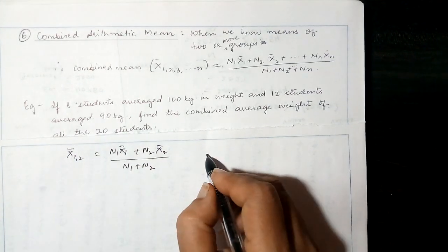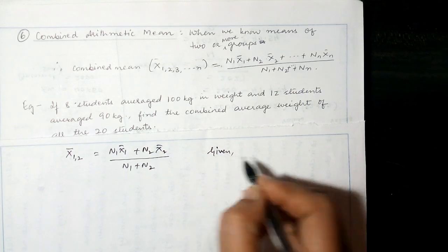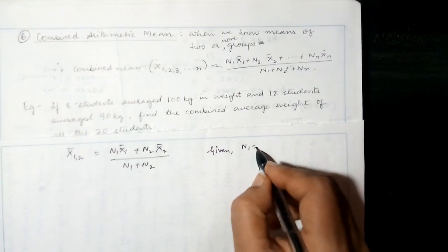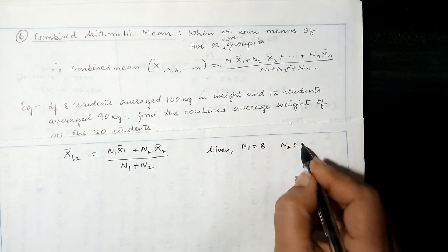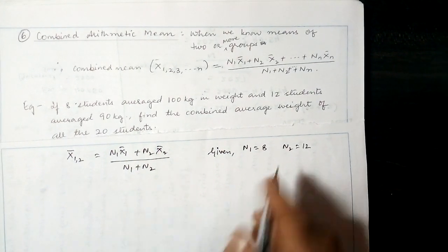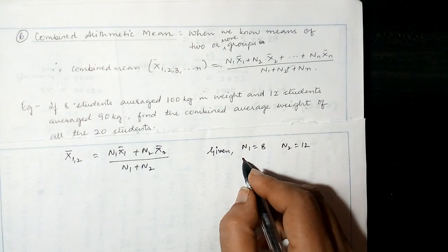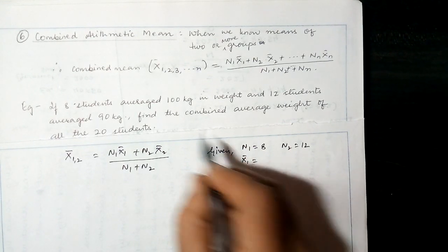What are given to us? Let us write down given over here. Given n1 is equal to 8 students. Number of students is 8 and n2 is 12 students. And then we are also given the average weight, which is x1 bar equal to 100 kgs.